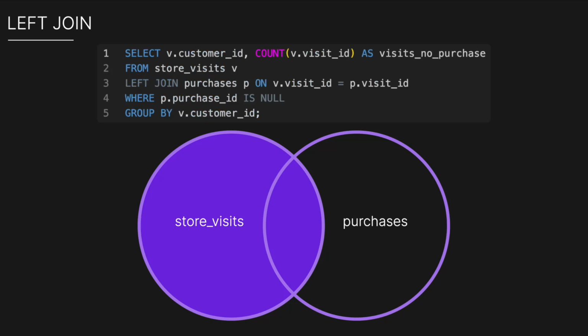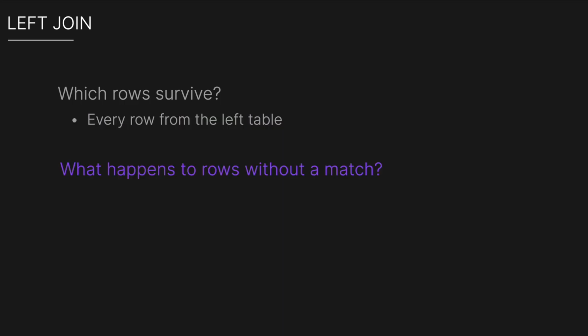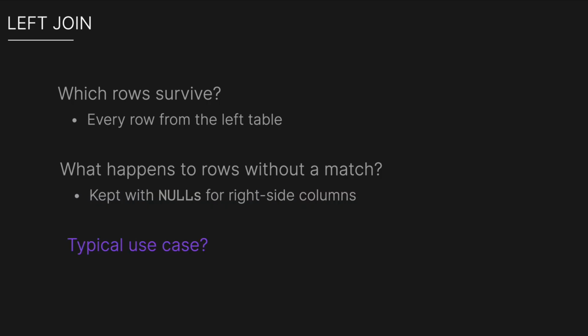And so bringing it into our question, we are keeping all the rows in store visits, even if the visit ID does not exist in the purchases table. So the key thing about left join is, which rows survive? Well, every row from the left hand table, which in our case will be the store visits table. What happens to rows without a match? Well, they are kept with nulls for right side columns. And then the typical use case is for keeping a full list with optional details. So hopefully that kind of clears up how the left join works.